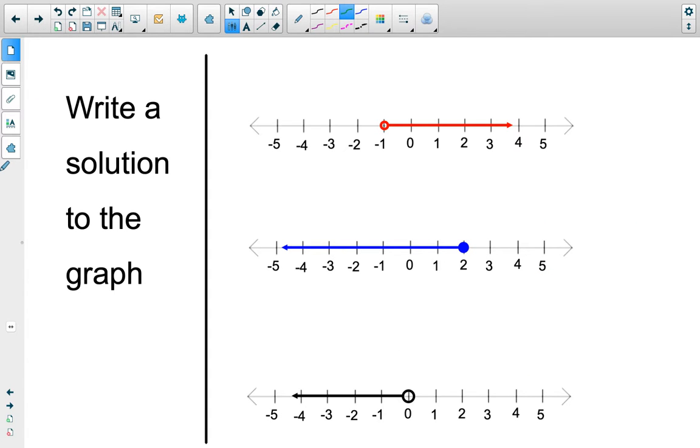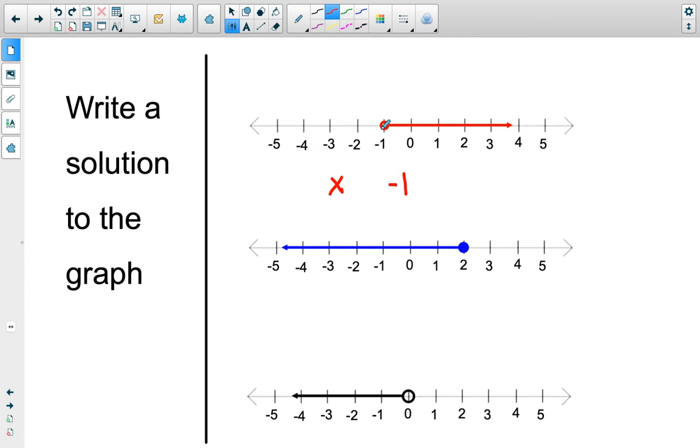So welcome back. Now we're going to practice writing the solution to an inequality graph. When you write these, it's always just a good idea to put your variable on the left. That helps you think about things a little bit clearer. Then go to the number we're talking about. My circle's at the number -1. So I have x and -1.